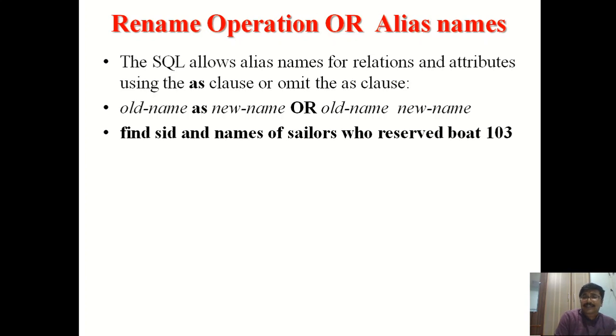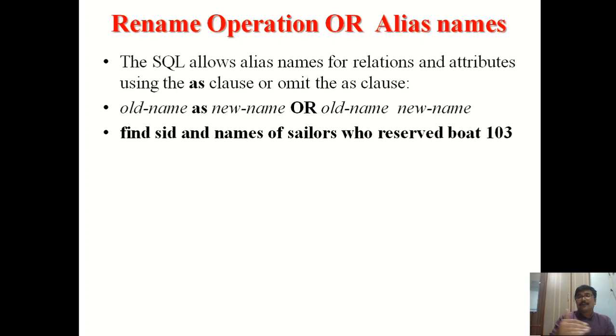SID is available in the Sailors table as well as the reserves table, and S name is available in the Sailors table only. This is not available in the reserves table. That's why we need to take the Sailors table, and one more requirement is reserves details. The reserves details are always available on the reserves table. That's why for this query we need two relations called Sailors and reserves. And one more thing, what we need to print: we need to print SID and S name. So those can be listed on the select list.